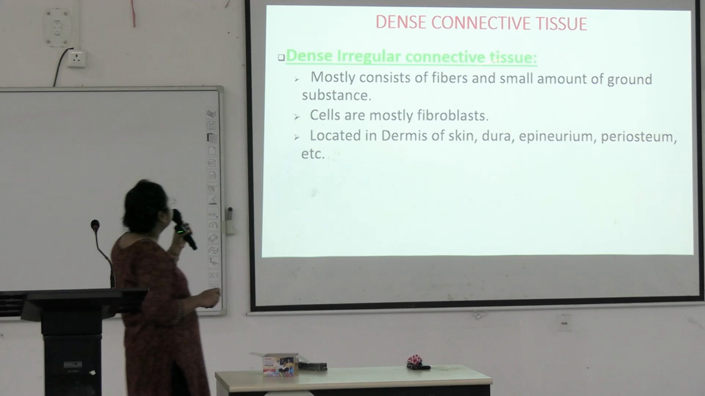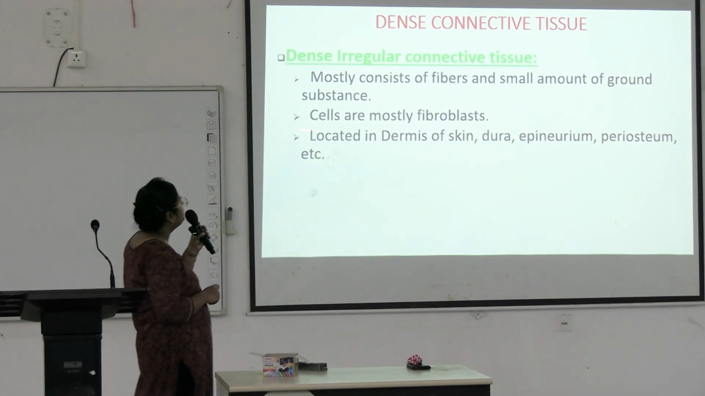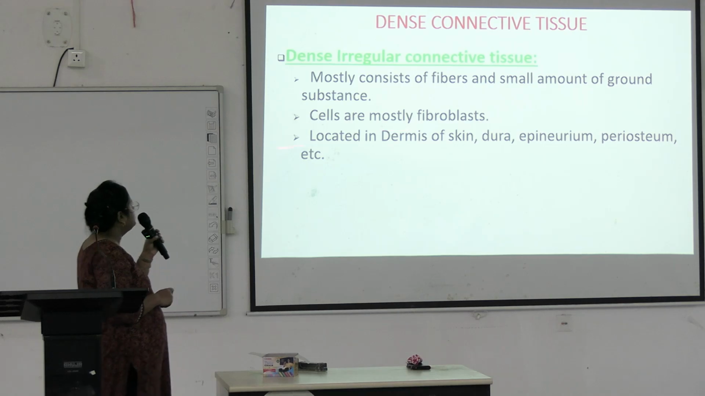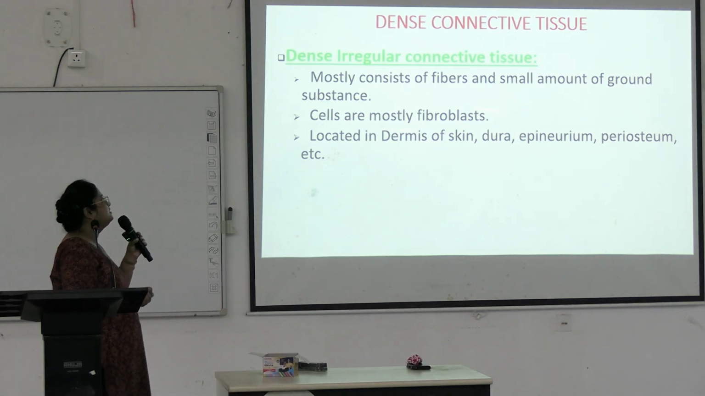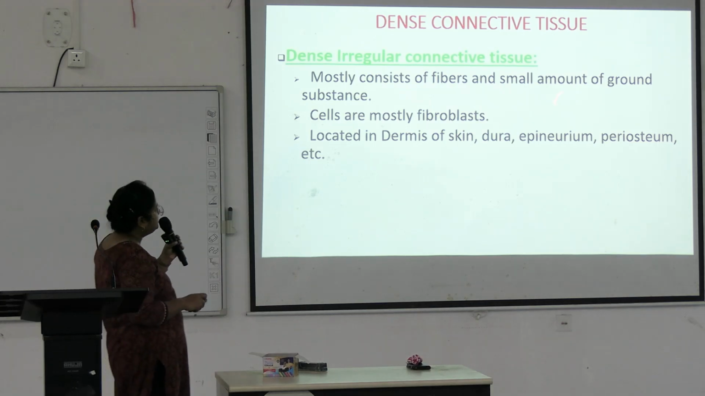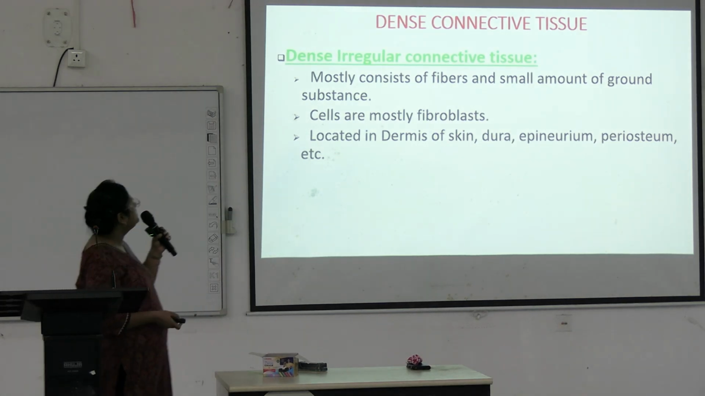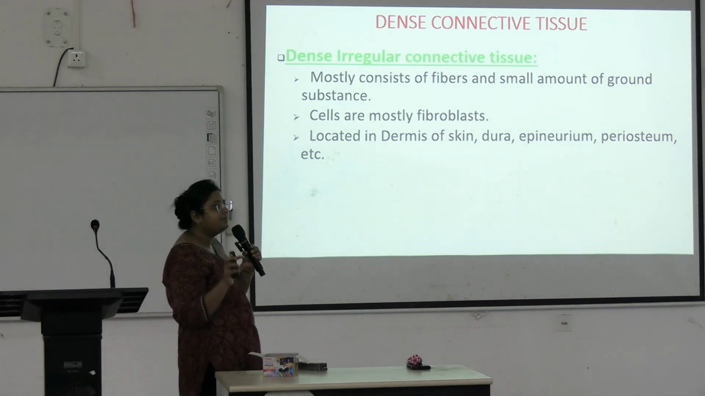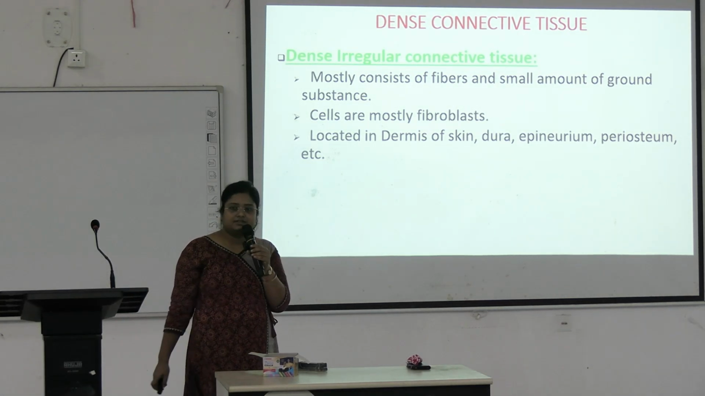Next is dense irregular connective tissue. They mostly consist of fibers and a small amount of ground substance. Cells are mostly fibroblasts, located in the dermis of the skin, dura mater, epineurium, periosteum, etc. This is an example of dense irregular connective tissue. Okay, we have the dermis of the skin representing the dense irregular connective tissue.